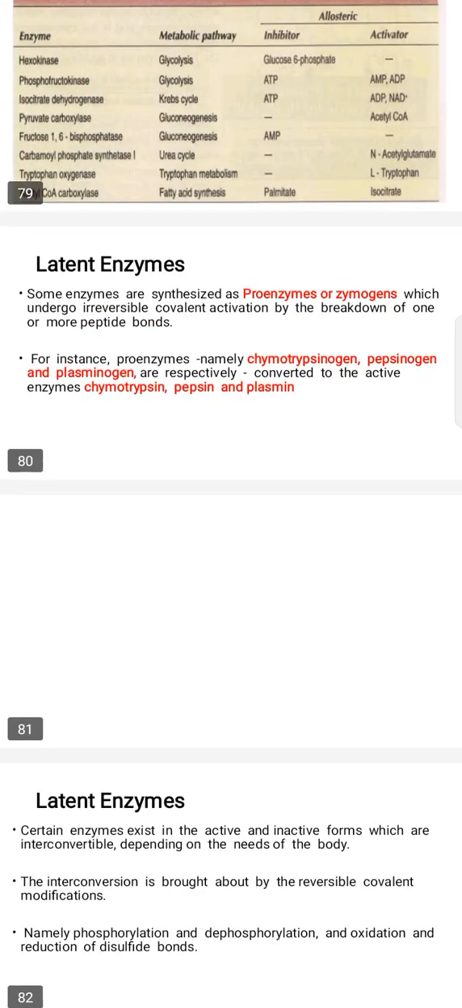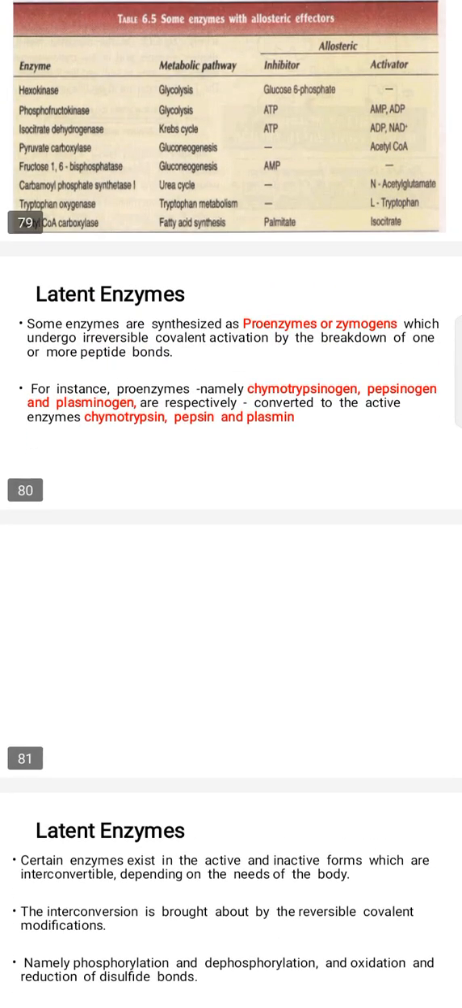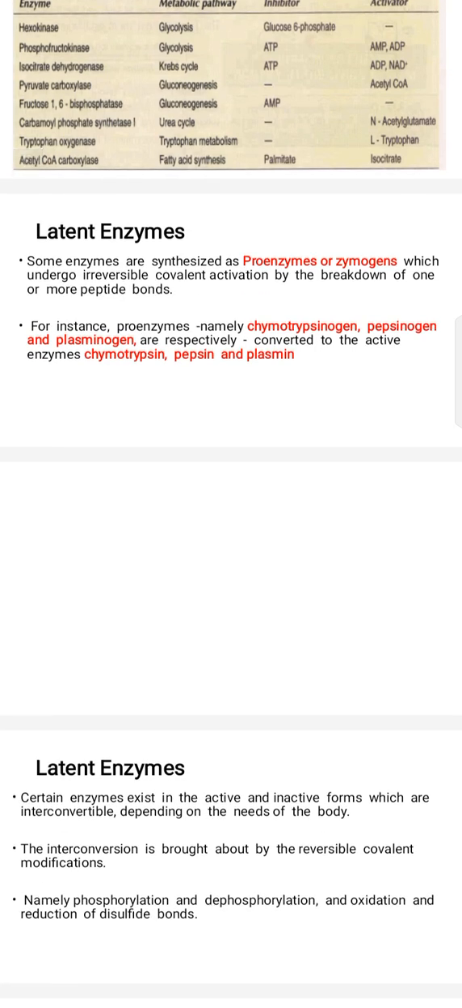Okay, so let's move on to latent enzymes. For latent enzymes, some enzymes are synthesized as proenzymes or zymogens. Proenzymes, also known as zymogens, undergo irreversible covalent activation by the breakdown of one or more peptide bonds. For instance, the proenzymes chymotrypsinogen, pepsinogen, and plasminogen are respectively converted to the active enzymes chymotrypsin, pepsin, and plasmin.